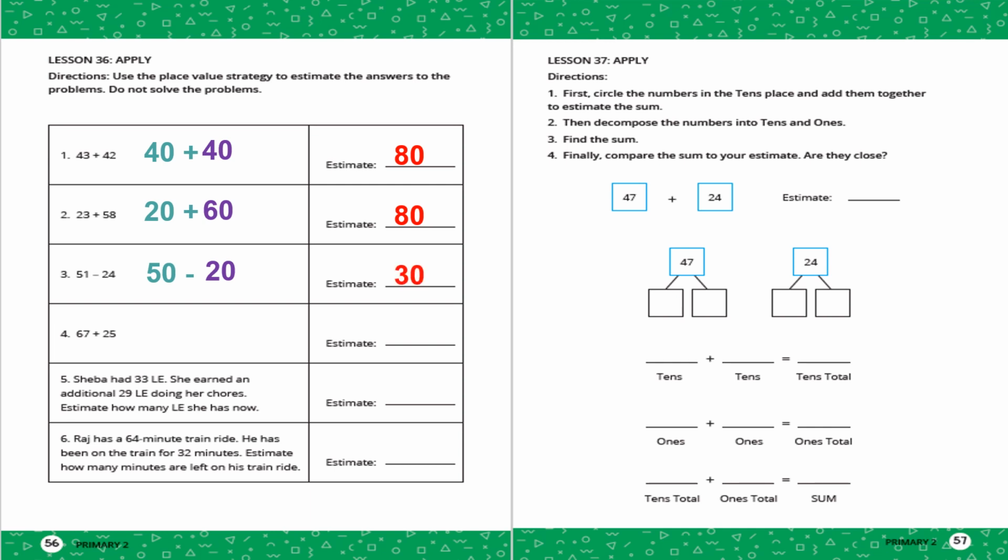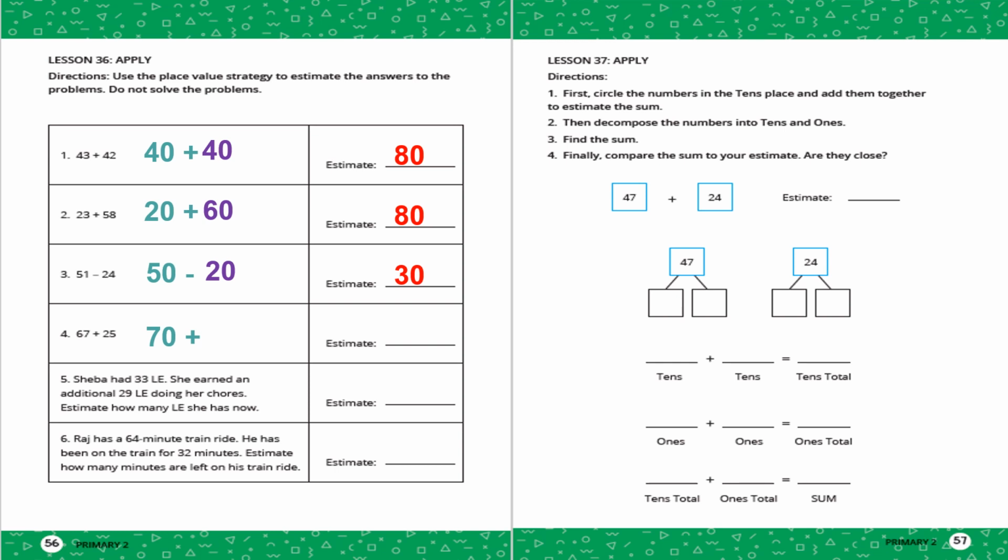Number 4. 67 plus 25. Let's estimate 67. 67 is between what and what? Between 60 and 70. Look at the ones. Ones is 7, 7 more than 5, so we will go to the next door. 67 will be 70.